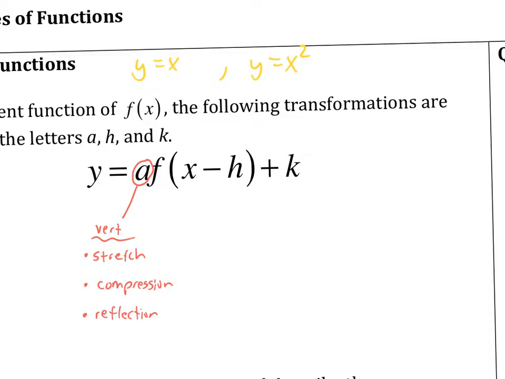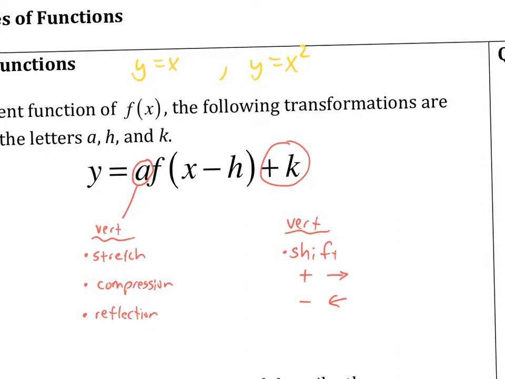Which means since plus k is outside the function, this also is vertical. But this is a vertical shift. And the key is positive goes up, negative goes down.